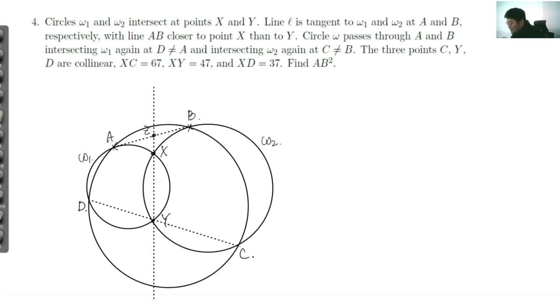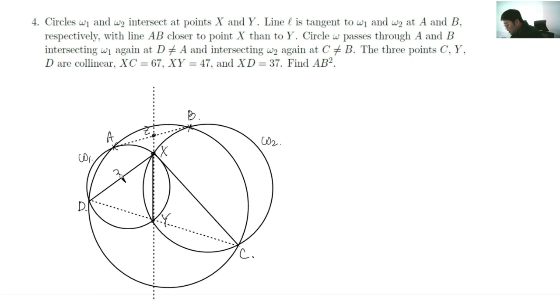We found that XC equals 67, XY equals 47, and XD equals 37. So these are 37, these are 47, and these are 67. Okay, so we just jump. Now, you guys should notice that these are the radical axes. That's the first idea that all of us should agree on, because the radical axis gives power of a point. Lots of power of a point.